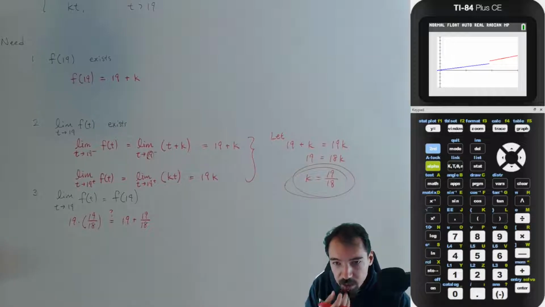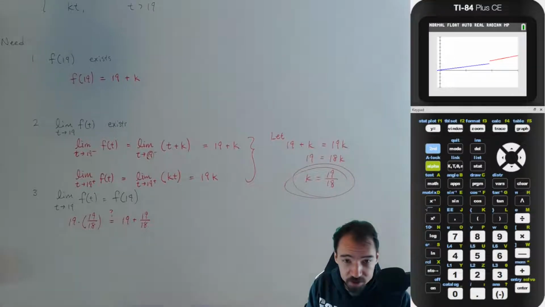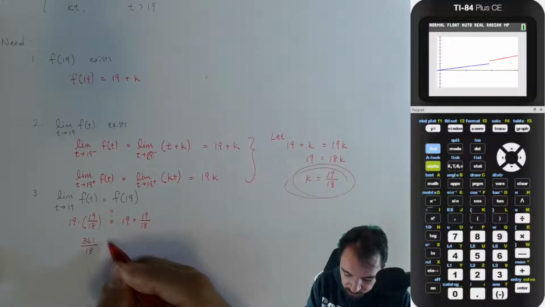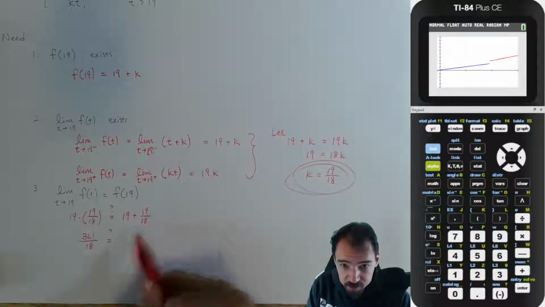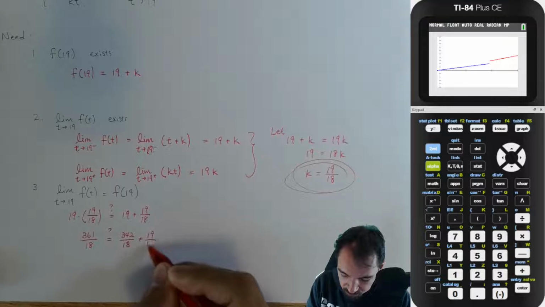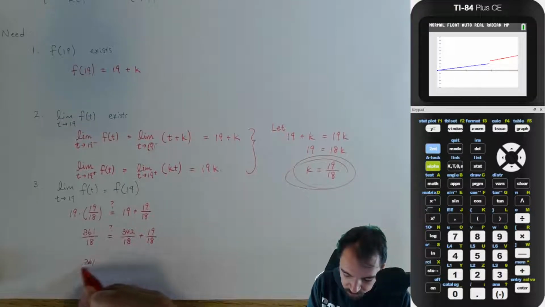All right, and I guess the question is, are these two things the same? This is going to be what? 361 over 18 on this side equals question mark. So I have to common denominator this. This is what? 342 over 18 plus 19 over 18. And they do indeed match.